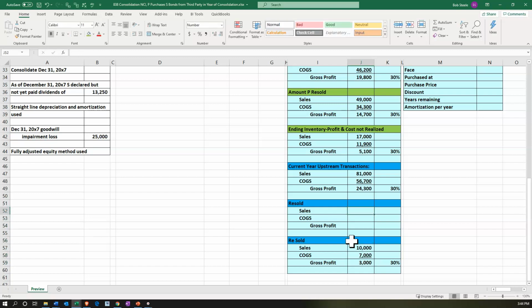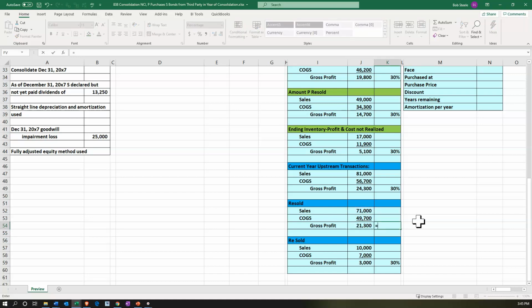Then we can back into the amount that was resold, because this is the amount of sales. This is the amount that's still in ending inventory. So we're going to take the 81,000 minus the 10,000, and then the cost of goods sold, the 56,700 minus the 7,000. A couple ways we can do this one. 71,000 minus the 49,700. We can look at our percentage once again. 21,300 divided by the 71,000. Checking that our percentage is still valid, which indeed it is.